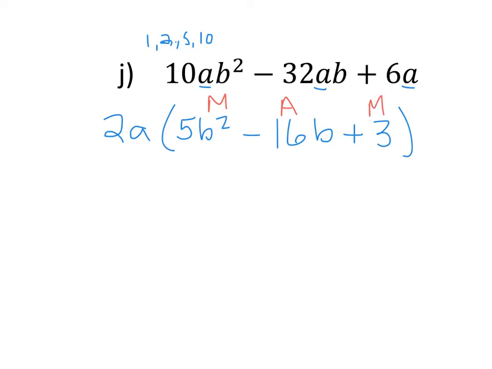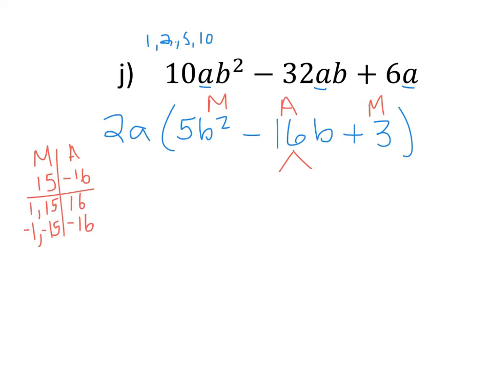Our leading coefficient isn't 1, so my goal here is to see if I can split the middle term. M is 15, A is negative 16. Well, I have 1 times 15, which gives me positive 16, so I know I have to go to negatives. Negative 1 times negative 15 is 15, and the sum is negative 16. Again, the leading coefficient isn't 1, which means I need to split the middle term.